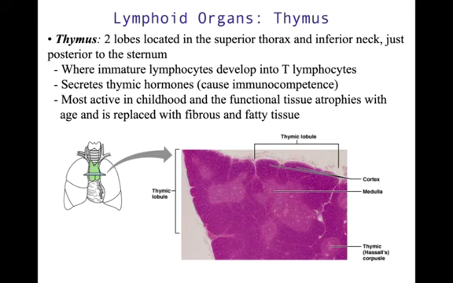All right, so let's talk about the thymus. The thymus is found in the superior thoracic region, your chest basically, and your inferior neck, just posterior to your sternum.